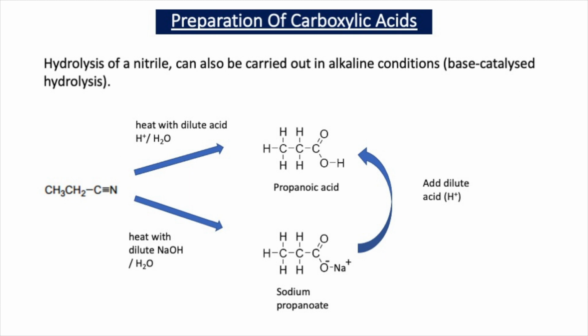Now, this means there's two different ways to convert a nitrile to a carboxylic acid. You can either heat it with dilute acid, or reflux it with dilute acid, to form the COOH group, or you can heat it with dilute NaOH, dilute alkali, and you will get the salt of the carboxylic acid, and then you can acidify this to produce the carboxylic acid.